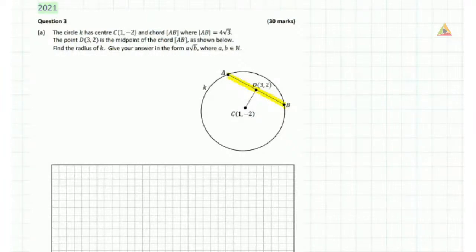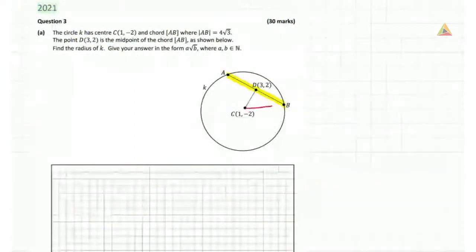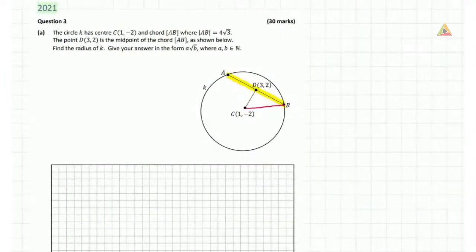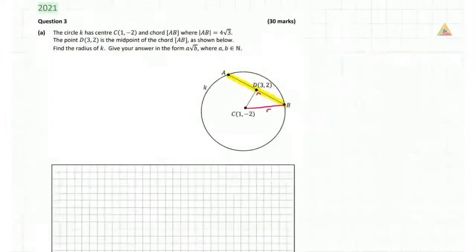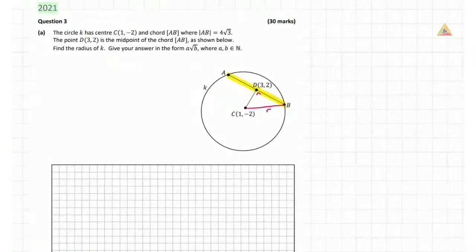So I'm just going to add a radius to this diagram. I'm going to mark in that line CB, and that's going to be my radius, okay? And what we know is we have a right angle triangle there, because we know from a theorem on our course that the perpendicular from a center bisects the chord. So the perpendicular line drawn from a center C, this line here, bisects the chord, and the converse of that theorem is obviously true as well.